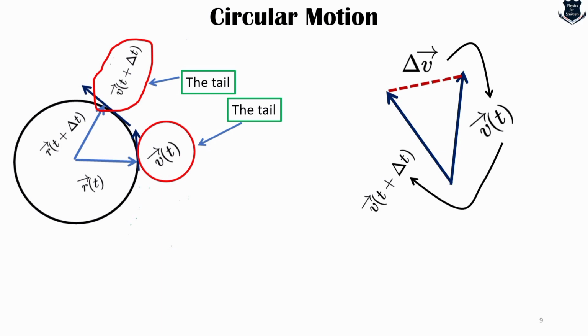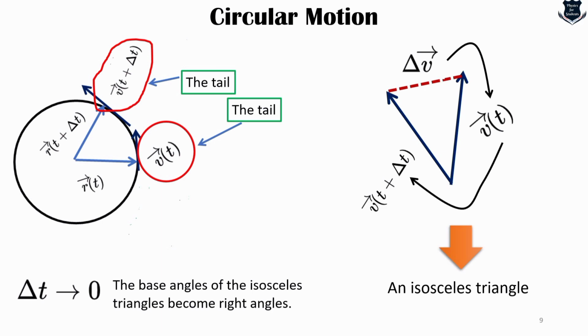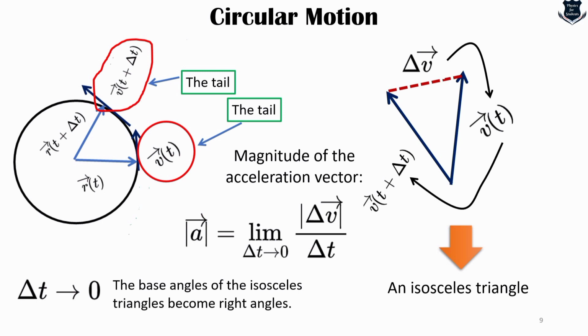Now the triangle, as you understand from your school level mathematics, is an isosceles triangle, and as delta t tends towards 0, the base angles of the isosceles triangle become right angles. Quite obvious, right? Because delta t is moving towards 0. So delta v becomes perpendicular to the instantaneous velocity vector v, and becomes anti-parallel to r. And the magnitude of the acceleration vector is given as the modulus of the limit of delta t tending towards 0 of delta v upon delta t.